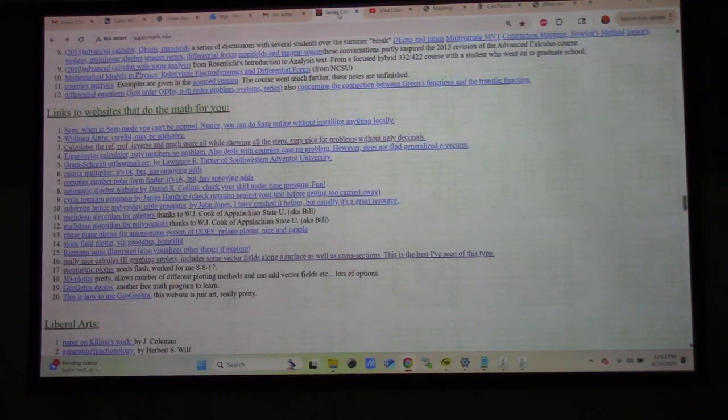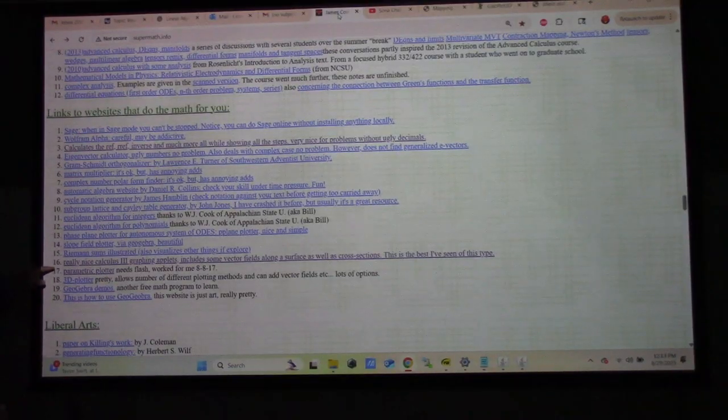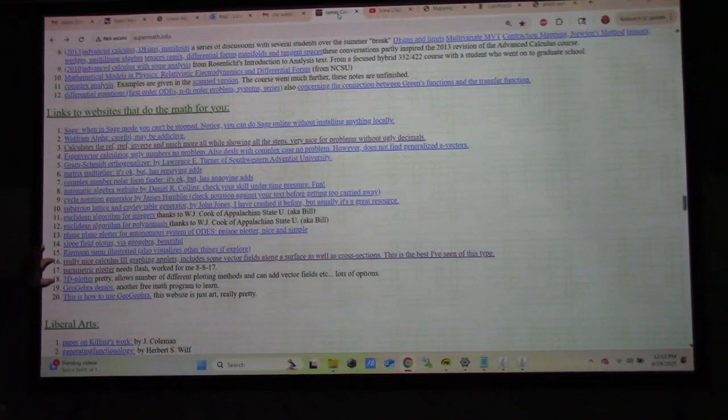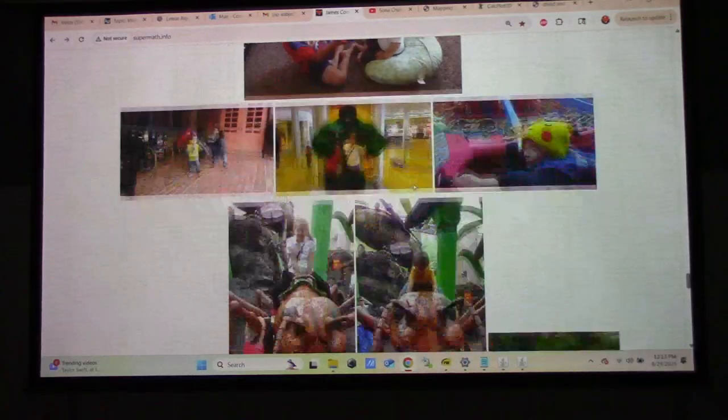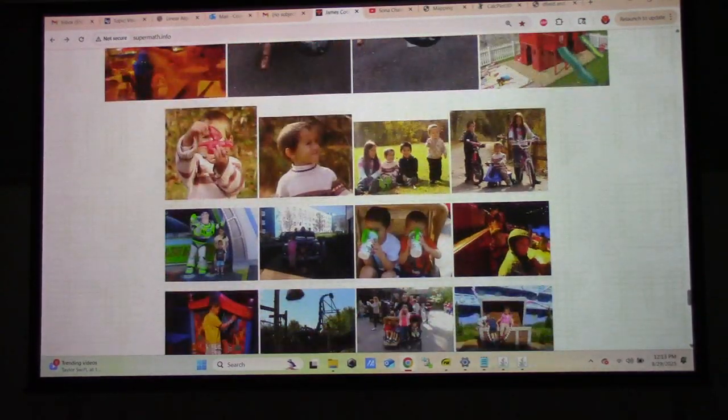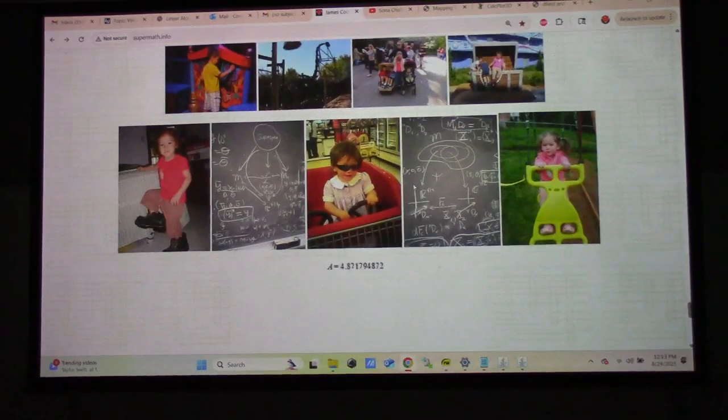So here is way down my page, and it's like this one maybe? I don't remember. Maybe it was this one. But two of these don't work anymore. I think the GeoGebra 3D plotter's okay, but it's both better and worse than what we were looking at. So anyway, I really need to kill some of those links. They're dead. But if you go far enough down, you'll find pictures of my kids eventually. Yeah, they're much bigger now.